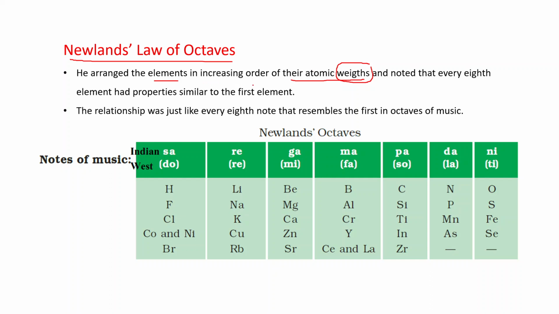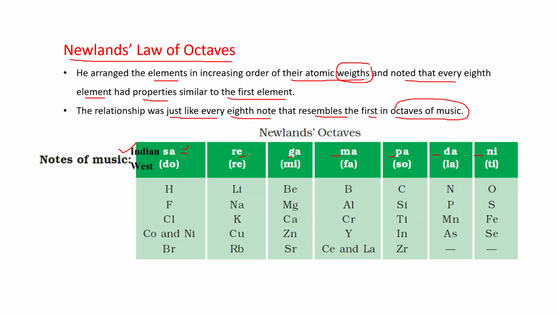He arranged the elements in the increasing order of their atomic weights and noted that every eighth element had properties similar to the first element. The relationship was just like every eighth note that resembles the first in octaves of music. As we know, there are 7 notes in music, and in Indian music, these are sa, re, ga, ma, pa, dha, ni. These are the 7 notes, and again the 8th will repeat as sa.